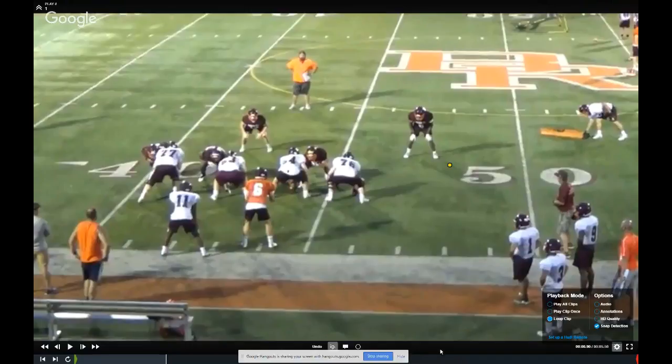So here we're running inside zone to the right. Let's talk through what we would do, starting with our center. Our center is going to make 5's the mic. If you don't trust your center, you could use our quarterback, but I say let's start teaching our centers and O-line right away.